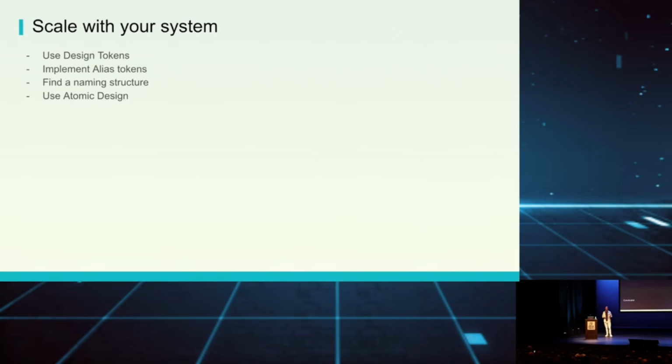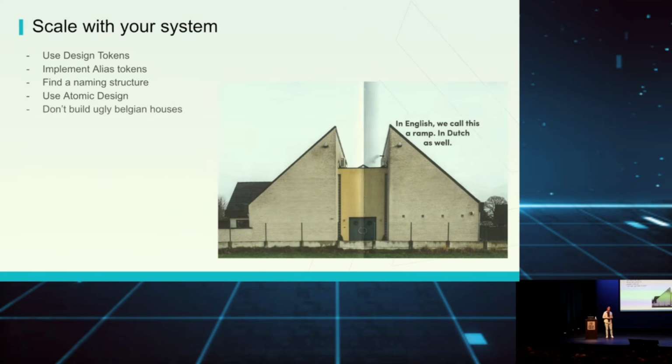So with building a design system, first sit together, define your way of working. But luckily we have tooling, design tokens. Please use them. Alias tokens help you get that structure while using design tokens. Find your naming. I really like the one I suggested to you. And use the atomic design and dumb components that go with them. And of course, please don't create an ugly Belgian house. For the Dutch fans, a ramp is a disaster.